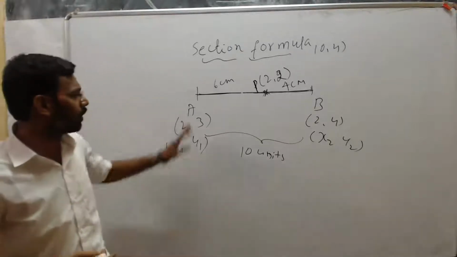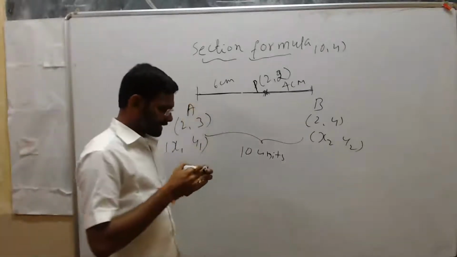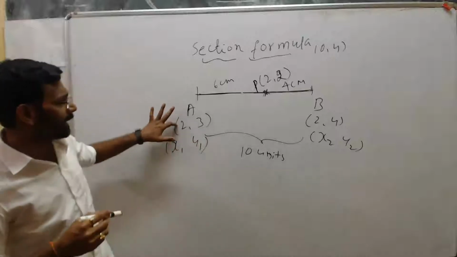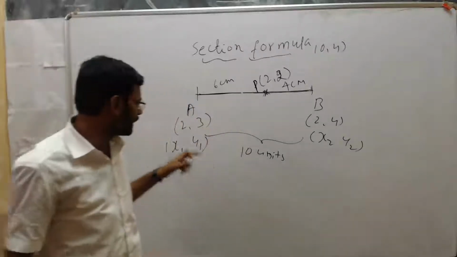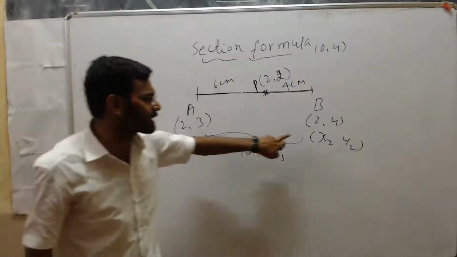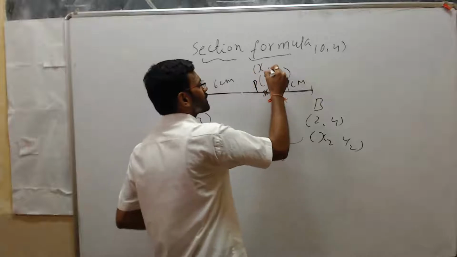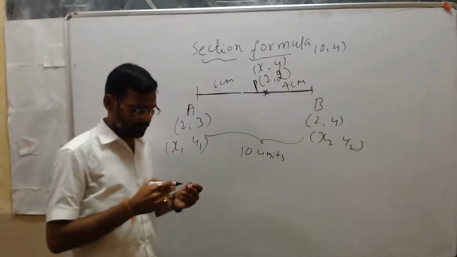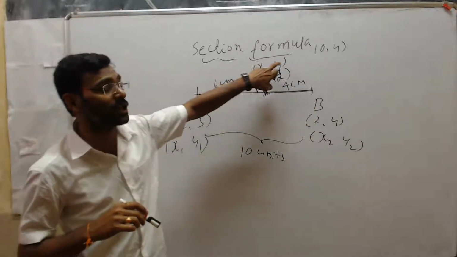Okay. Now AB is a line segment. If AB is a line segment, the distance is 10 units. Just assume it is 10 units. Then A is considered as x1 y1, B is considered as x2 y2, and the coordinates of P are considered as x comma y.